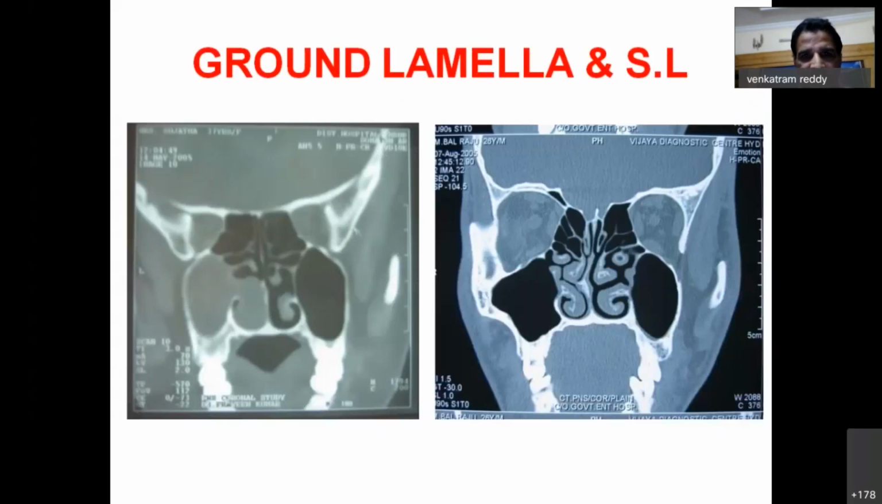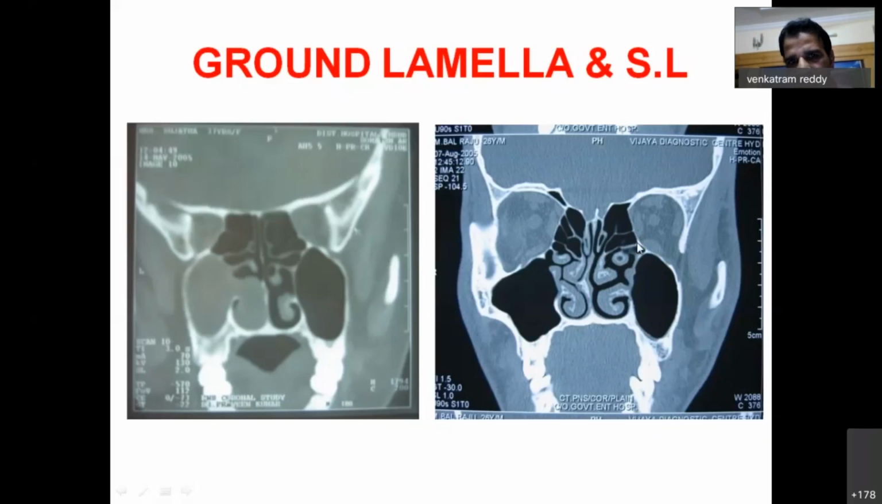Then the basal lamella or ground lamella. The ground lamella, basal lamella, is the posterior attachment of the middle turbinate. As you can see here, with the case of an antrochoanal polyp. So this is the antrochoanal polyp you can see here, and this is the middle turbinate, and posteriorly it is attached to the medial orbital wall. And look at this CT scan. The middle turbinate is going posteriorly and ramifying itself into two and getting attached to the medial orbital wall.